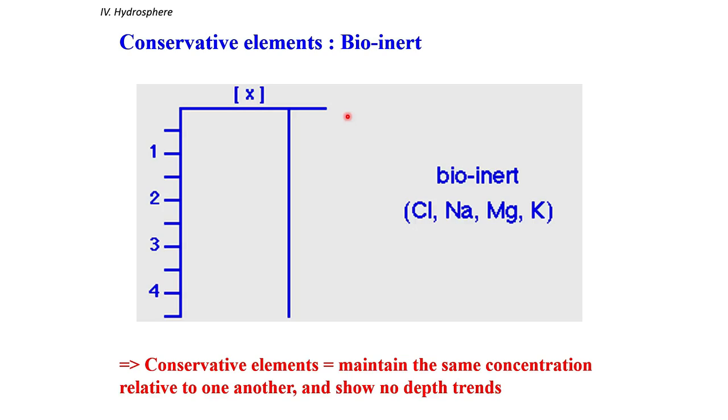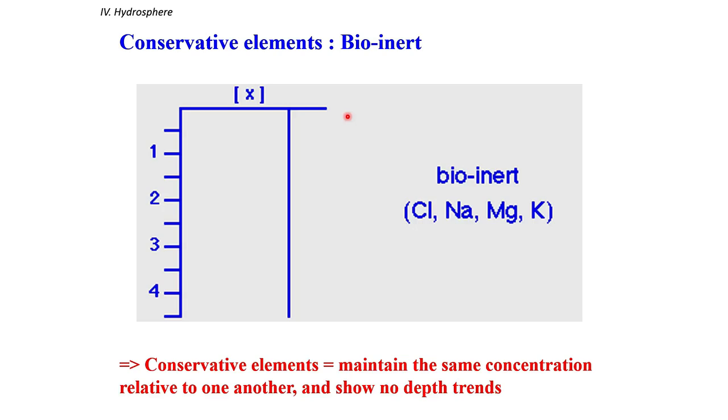So it means that for elements with a very long residence time, everywhere you go in the ocean, their concentration will always be the same, right? Because it takes such a long time for any process to change that concentration. So these elements are sometimes called bioinert, which is a really bad term because they're absolutely fundamental to life.